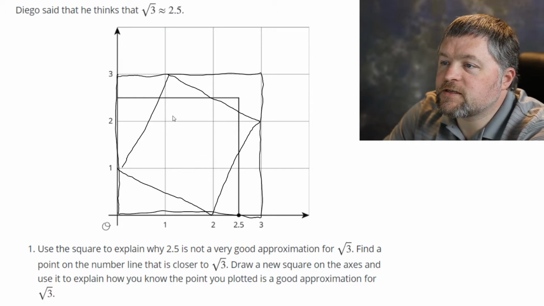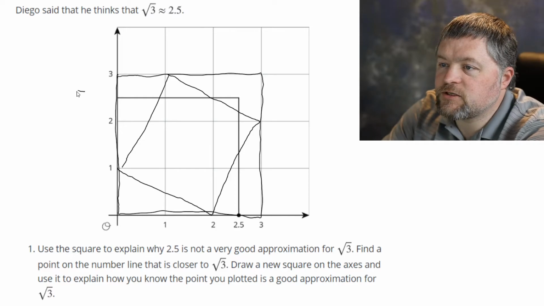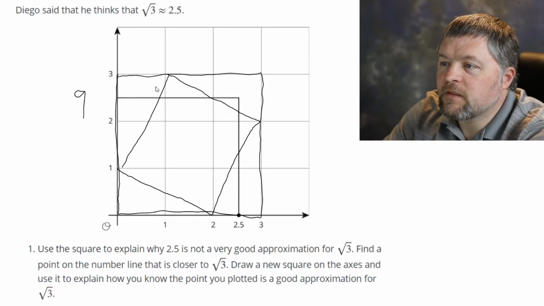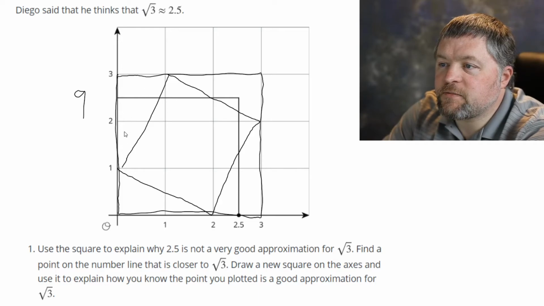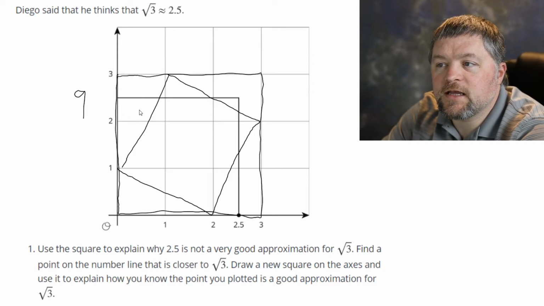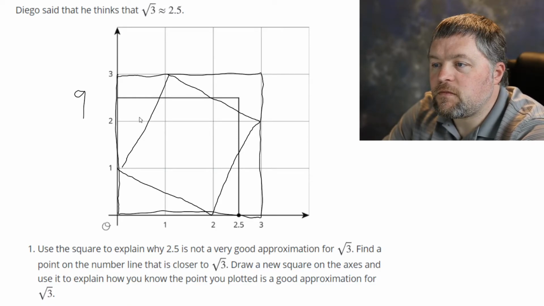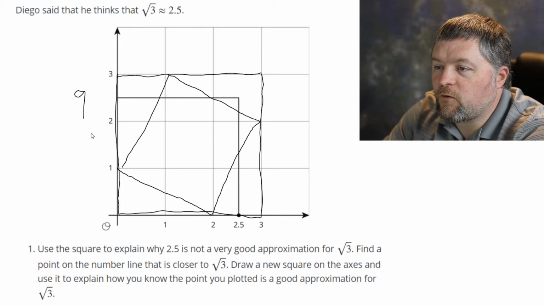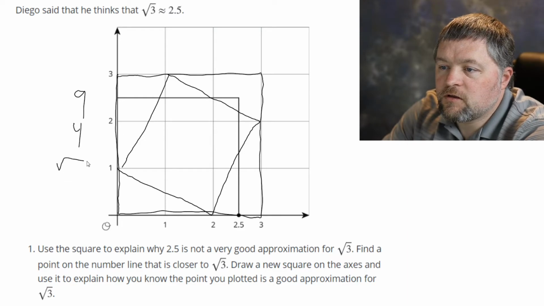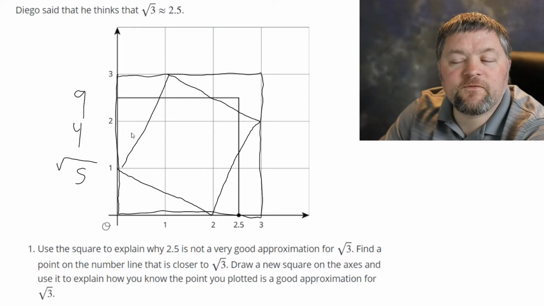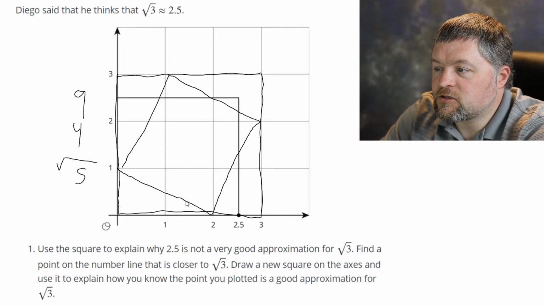Now, the area of this outer square is 3 times 3, which is 9. The area of each of these pieces here is 1 by 2 units. 2 times 1 is 2, over 2 is 1. 1, 2, 3, 4 of those. So the side length of that is the square root of 5. So that is a closer approximation, but still not quite right.